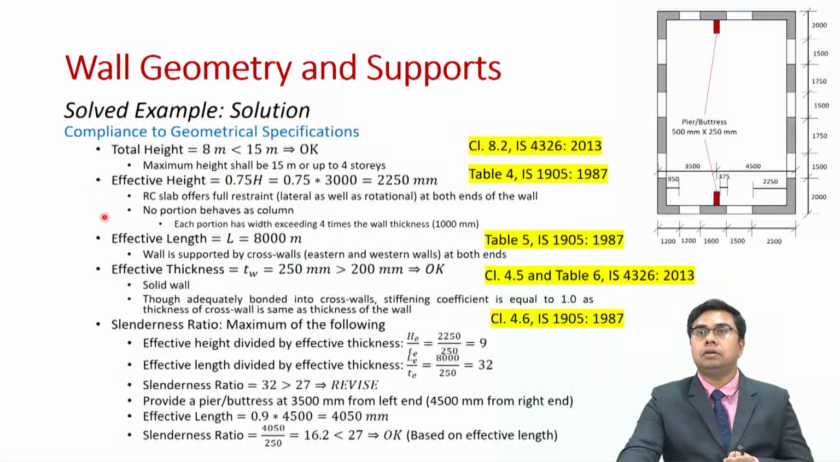Okay, we have discussed it earlier as well, probably in lecture 9.2. You can go back to those videos as well and have a look. For finding out the effective length, again we will see the support conditions. For a wall as shown over here, which is supported by cross walls, eastern as well as western wall at both the ends, but the wall is not continuous beyond the support. So in such a case, the effective length shall be equal to 1 times of the length of the wall.